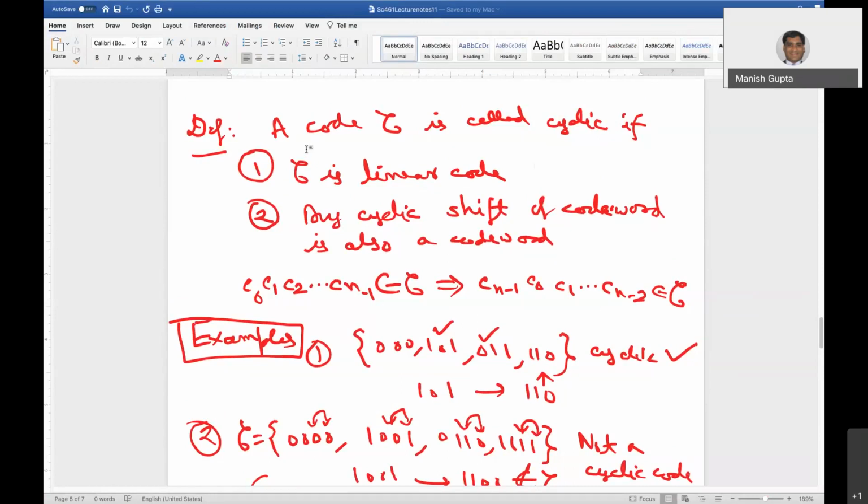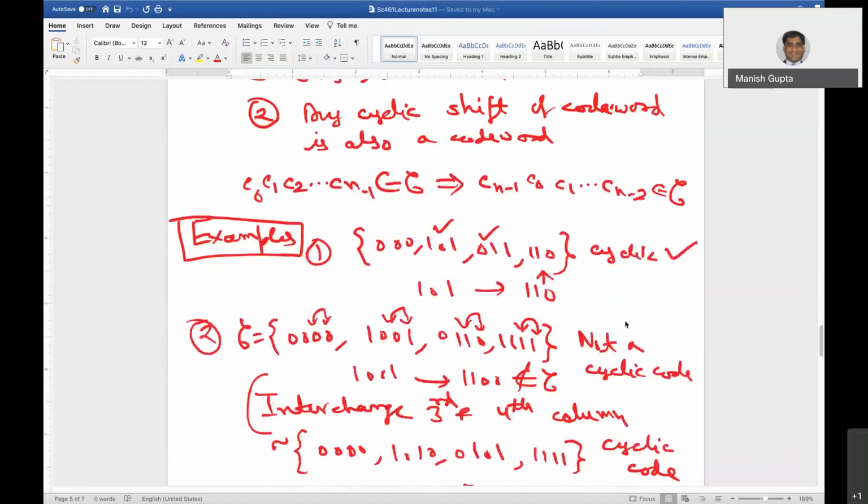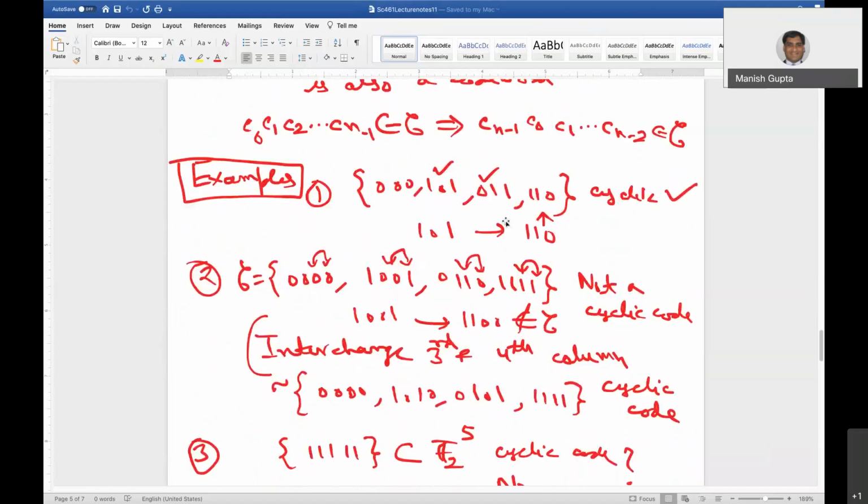A code is called a cyclic code if two conditions are satisfied. First, C is a linear code. That means it's a k-dimensional subspace of some vector space of some fixed length n. Second, any cyclic shift of a code word is also a code word. That means if C0, C1, C2, ..., Cn minus 1 is a code word in C, its cyclic shift is also in C.